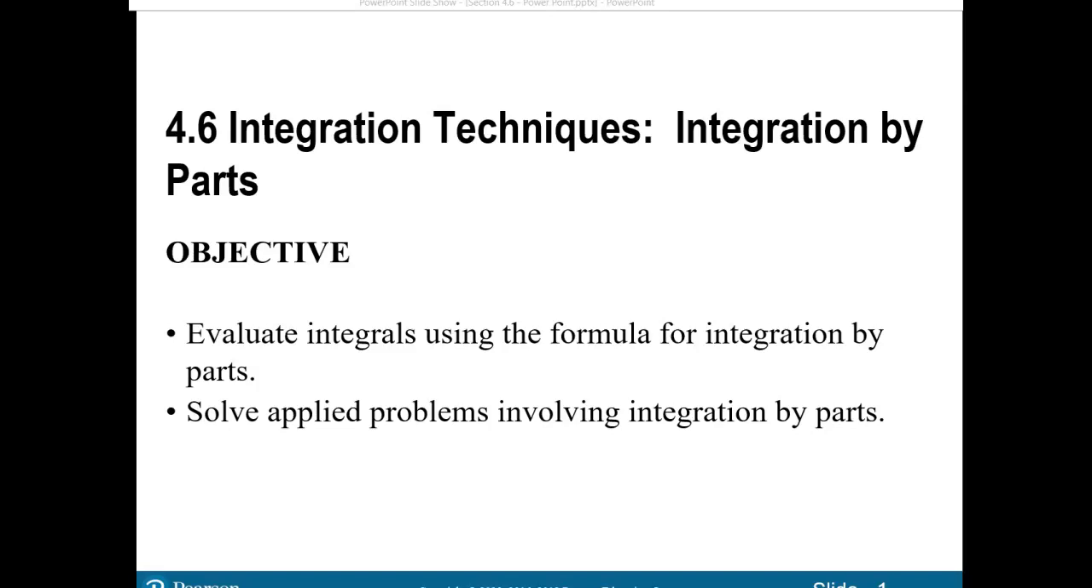We talked about section 4.5 on substitution. We said at the end that it was reversing the chain rule. Integration by parts is the reverse of the product rule.